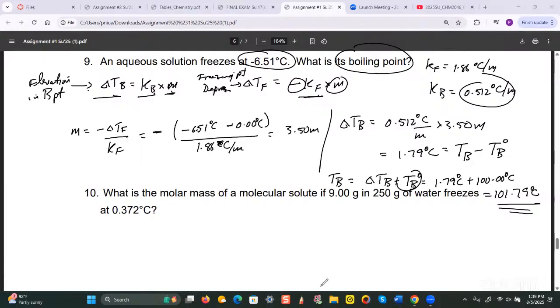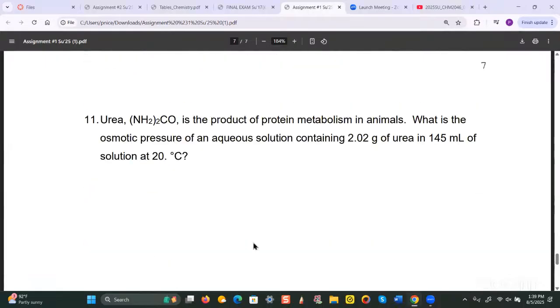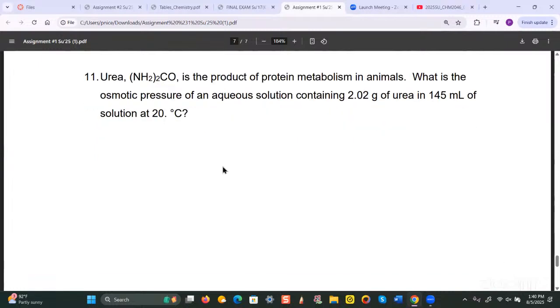Can we do number 11 on page 7 of this assignment? Okay. Okay, number 11. Oh, this one has to do with osmotic pressure. So it gives you the mass of urea, it gives you the volume, and it gives you the temperature. So the equation you're going to use, and the question is asking, oh, that's easy. The question is asking for the osmotic pressure.